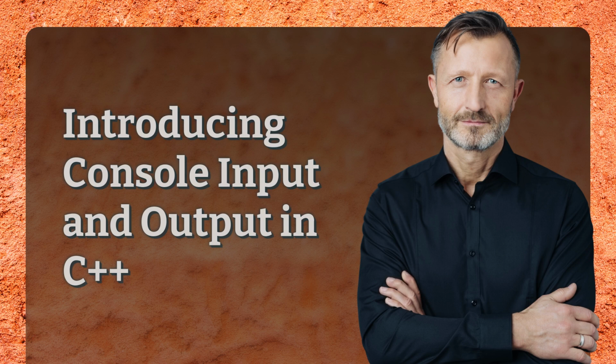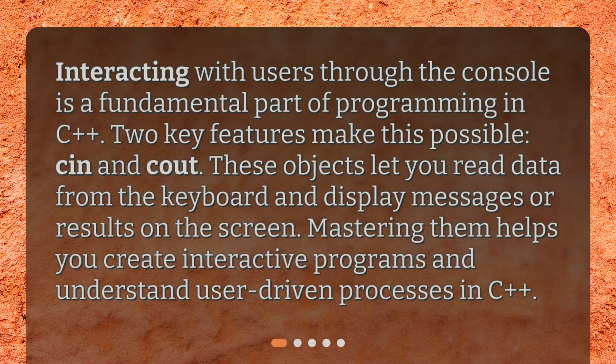Introducing console input and output in C++. Interacting with users through the console is a fundamental part of programming in C++. Two key features make this possible: cin and cout. These objects let you read data from the keyboard and display messages or results on the screen. Mastering them helps you create interactive programs and understand user-driven processes in C++.